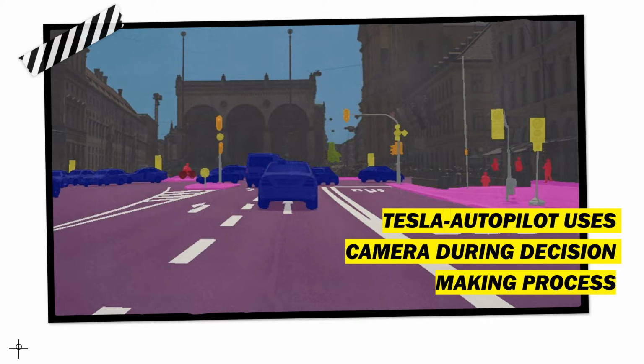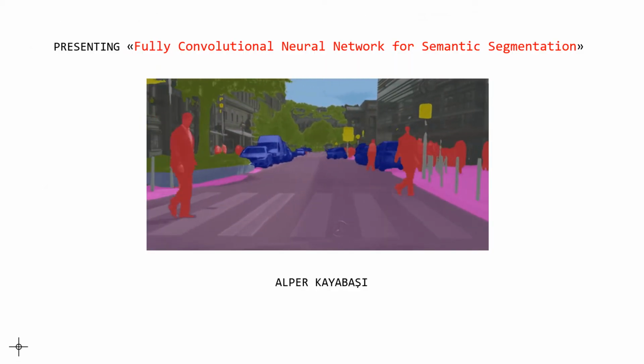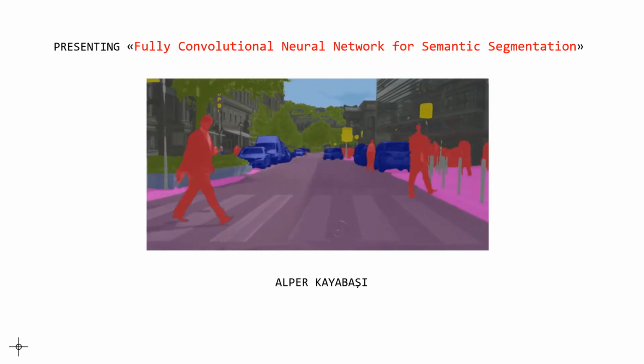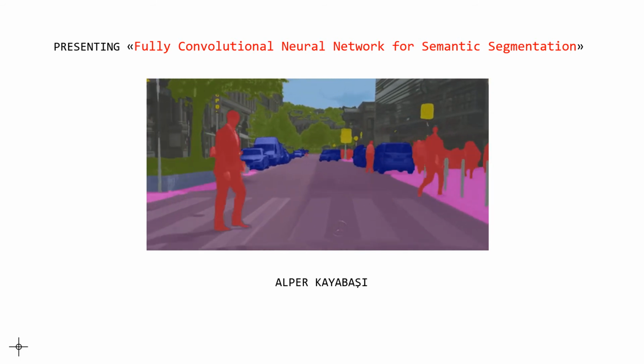During the presentation, we see how the grouping of different classes of objects is performed. I am Alper Kayabaşı. Today I am going to explain the fully convolutional neural network for semantic segmentation paper comprehensively. Let us begin.